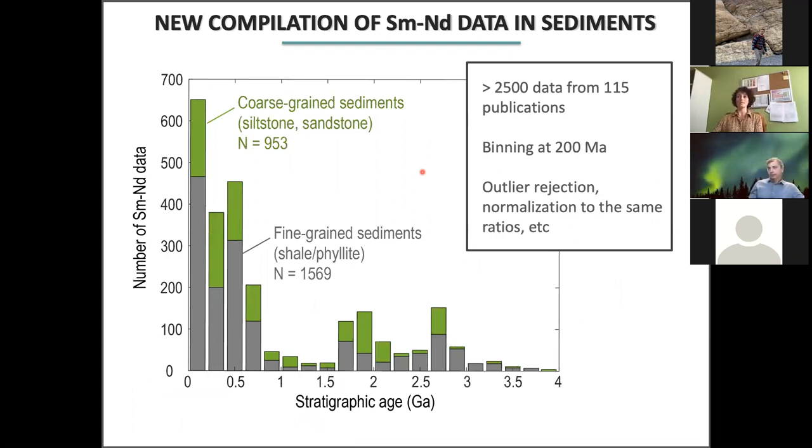And so I did a new compilation of samarium-neodymium isotopic compositions of sedimentary rocks through time. And I managed to gather more than 2,500 data points, which are shown here. The distribution is shown here. I have renormalized everything to the same ratio, and I have applied an outlier rejection treatment so that we have a nice database now. In the rest of the talk, I will mainly use a binning method. Several statistical tests show that the most appropriate binning for this distribution is 200 million years. So this is what I'm going to be doing in the rest of the talk, mostly to simplify the calculations.